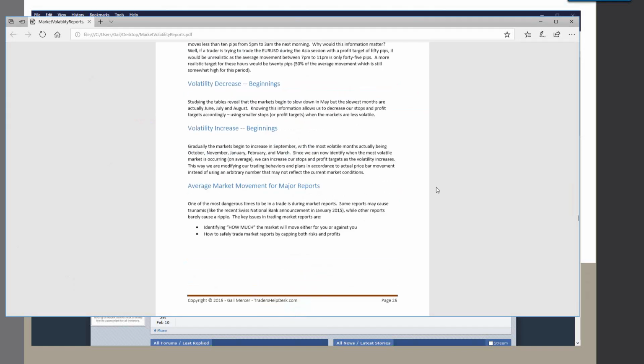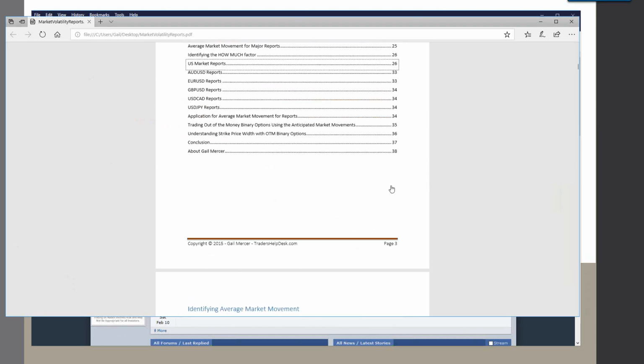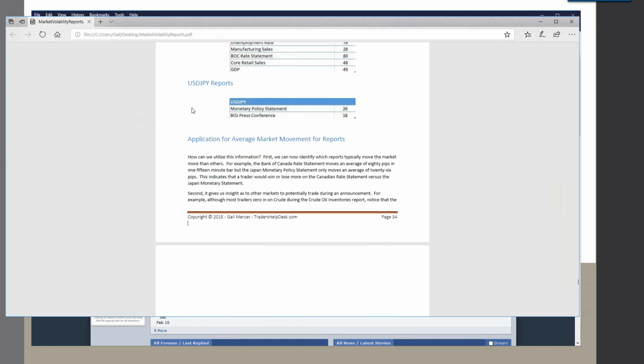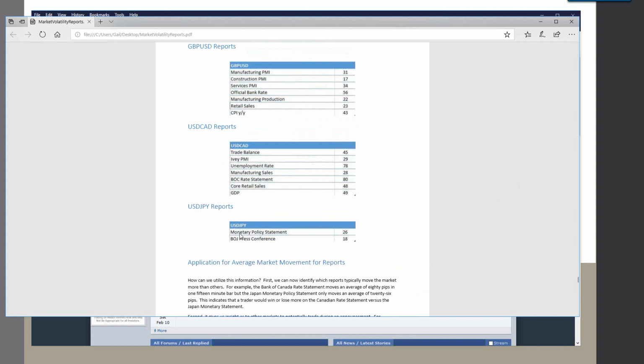If I go back and look specifically at, I like charts and graphs, as you can see. Let's go look at market reports that affect the USD JPY. You've got the monetary policy statement and the Bank of Japan press conference. I generally don't trade those because look at the movement. It's not that big. Oh, Patricia, you'll love binaries. It's as simple as, will price be above this level or not?